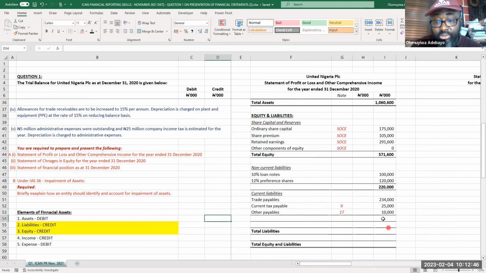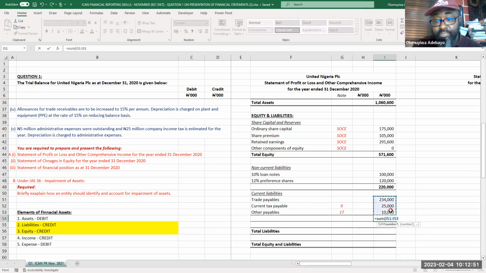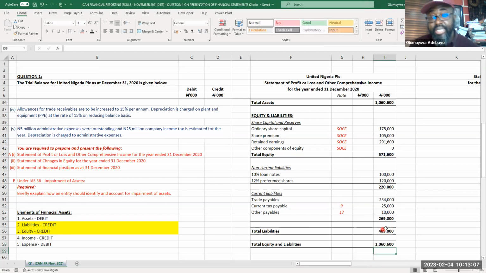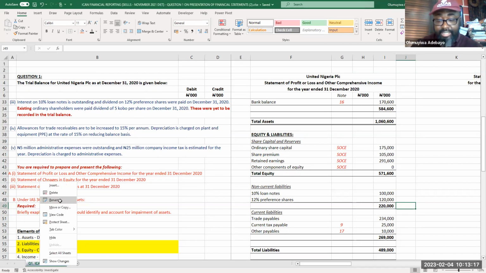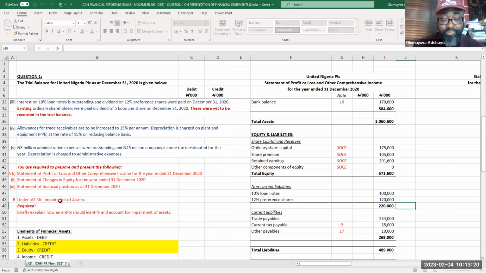Therefore, what is my total current liability? And my total liability is non-current liability plus current liability. And my total equity and liability is total equity plus total liabilities. And we can find that the balance sheet agrees. Okay. Now, this is the first solution, on the premise that we treated dividend, I'll call it version 1.